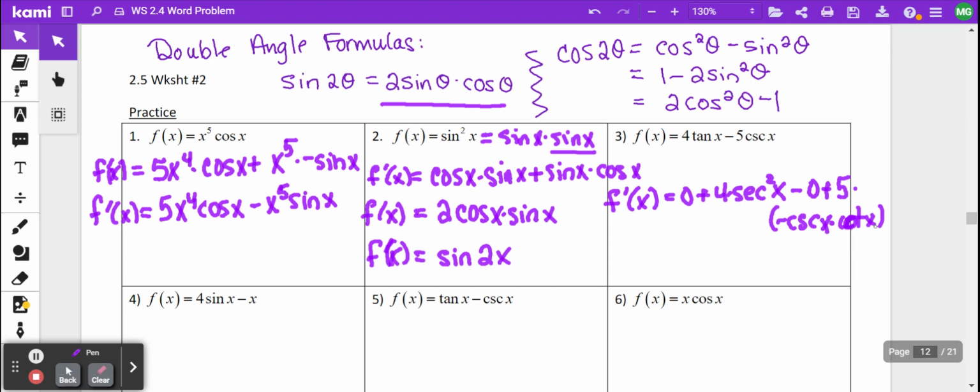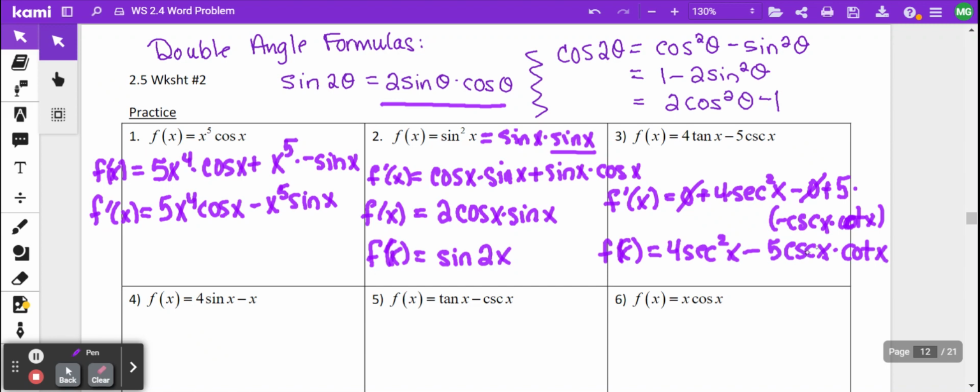And so we're going to have to clean that up a bit. So, of course, we'll forget these zeros. And what we get is 4 times the secant squared of x minus 5 times cosecant of x cotangent of x.